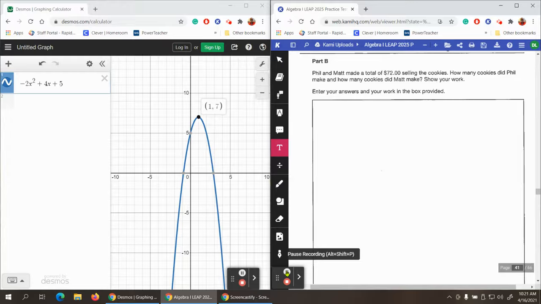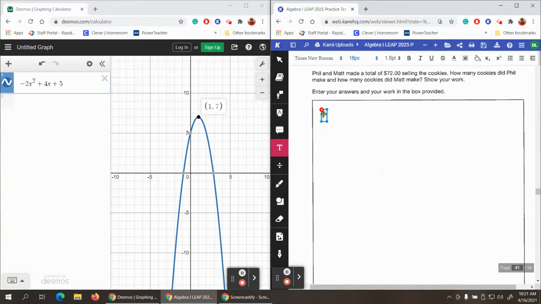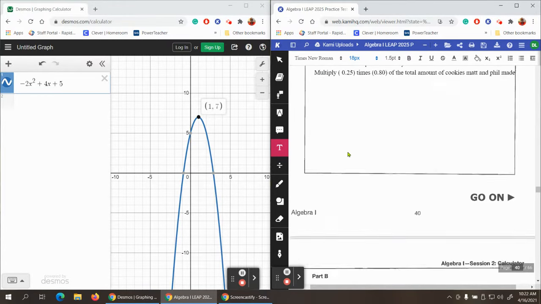So part B. Now it's giving us some figures, right? They made $72. How many cookies did Phil make? How many cookies did Matt make? Show your work. Okay, so we have total equals 72, right? And what was our equation? You may have to flip back to make sure you get your right equation.